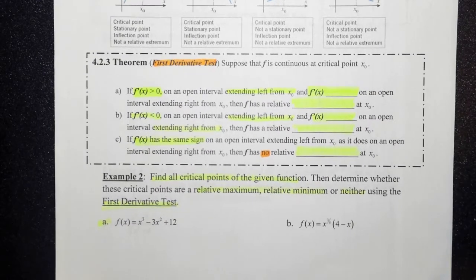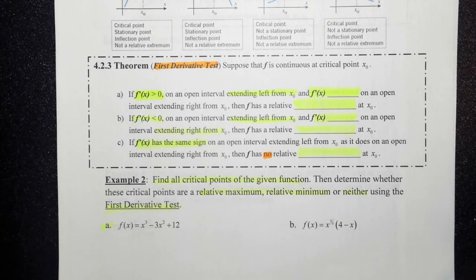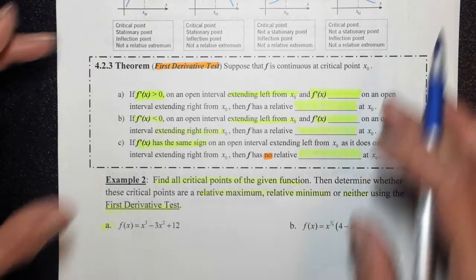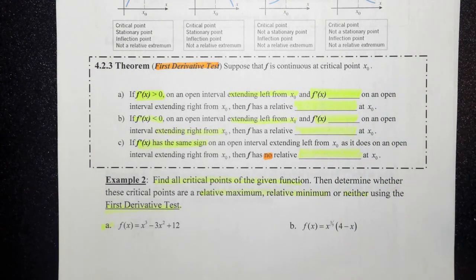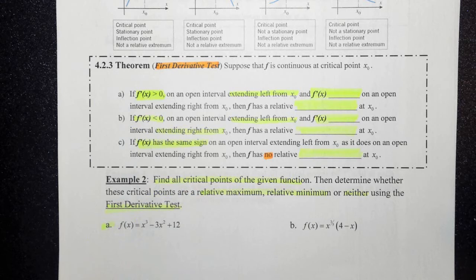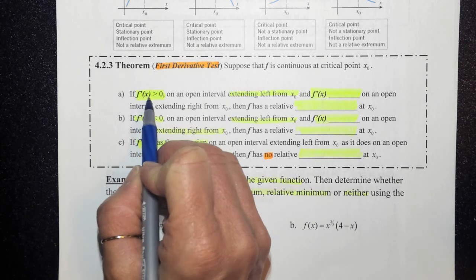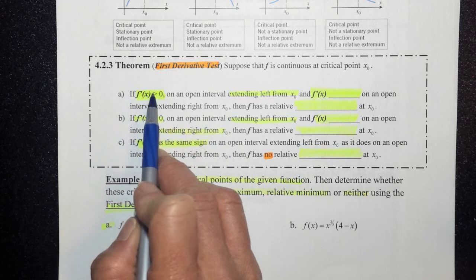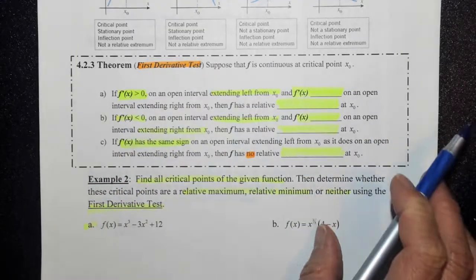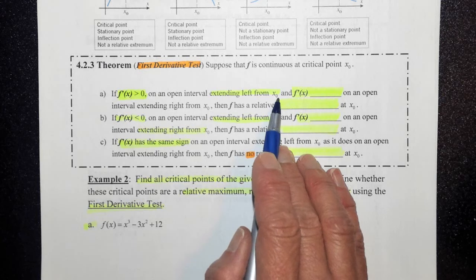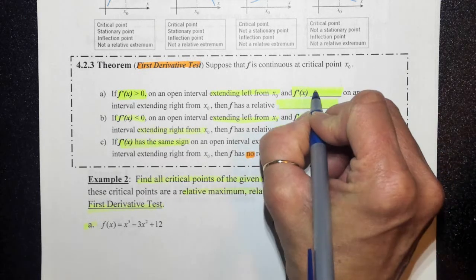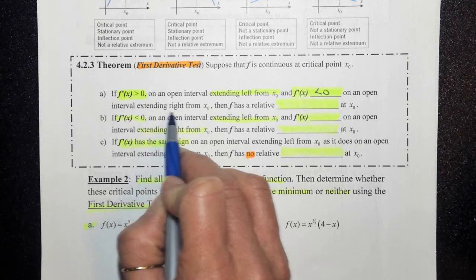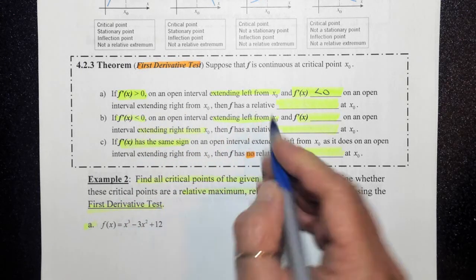Okay, let's talk about the first derivative test. This is actually going to tell us a lot where we have a relative max and a relative min. So this is going to seem like a lot, but when you actually put it in practice, it's not too bad if you sketch the number line. In this first part, this is saying that f prime of x is greater than 0, meaning your derivative is positive. You have a positive derivative here on an open interval extending left from x sub 0, and f prime of x is less than 0 on an open interval extending to the right. Then f has a relative maximum.